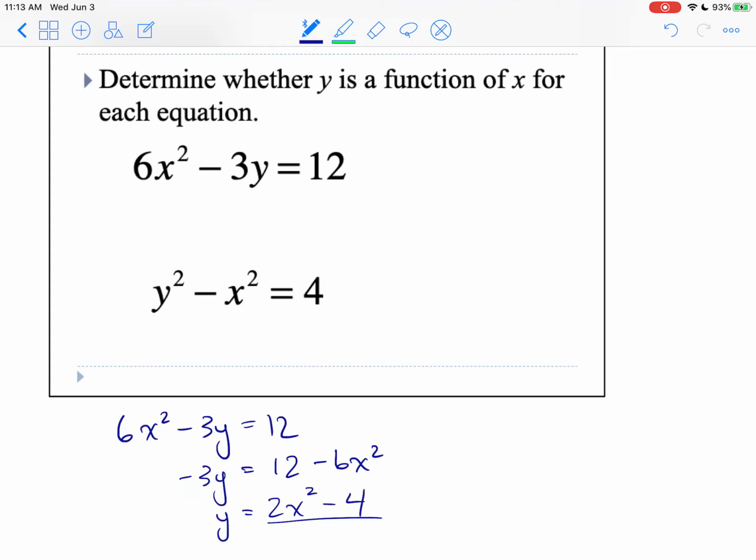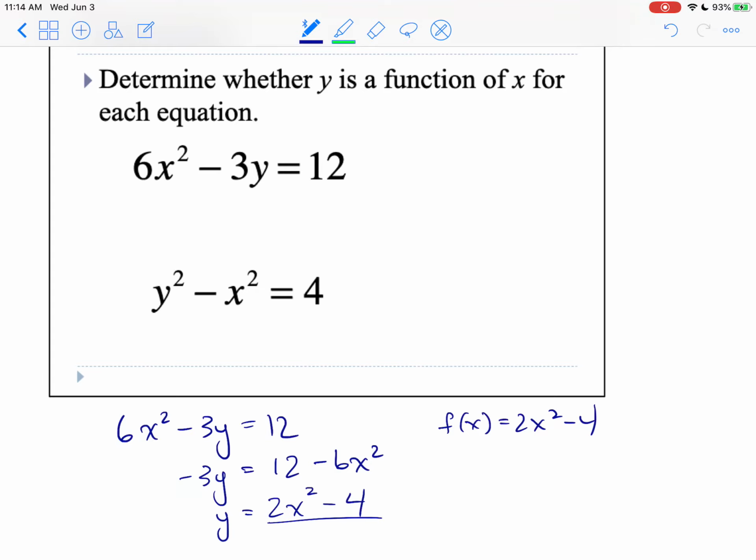And you can see I just have y is equal to 2x squared minus 4. So if I plug in a number like 1, I get 1 squared, which is 1, times 2, which is 2, minus 4, which is negative 2. And so I get a single value out for every input value that I put in. And that's great. So I could write this as f of x equals 2x squared minus 4. And if you are familiar with polynomials, you might know that this is a quadratic function.